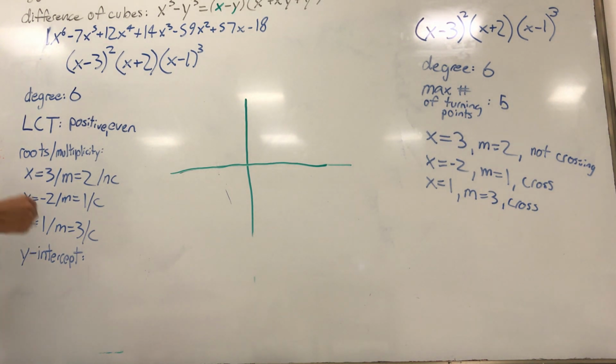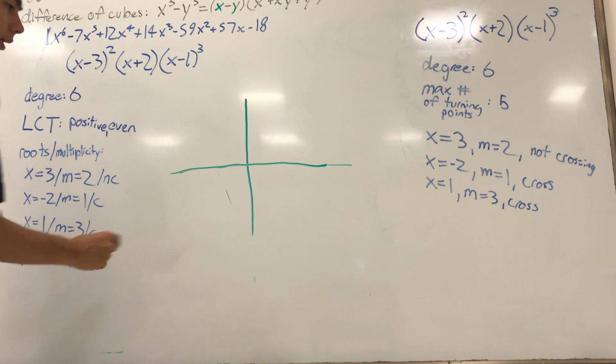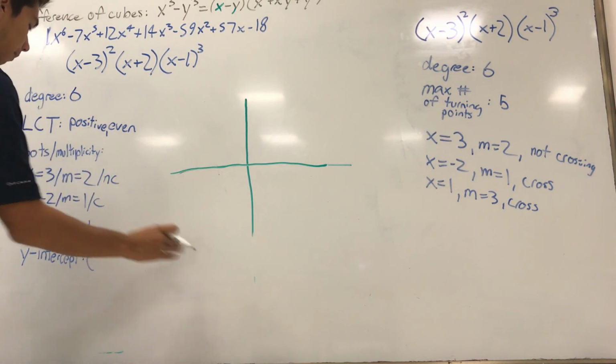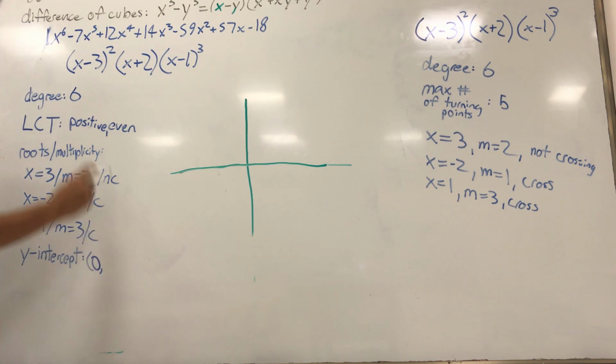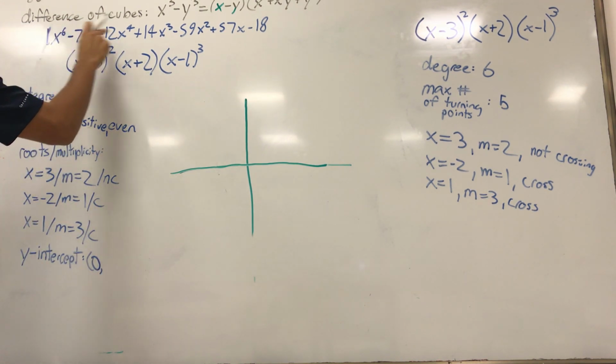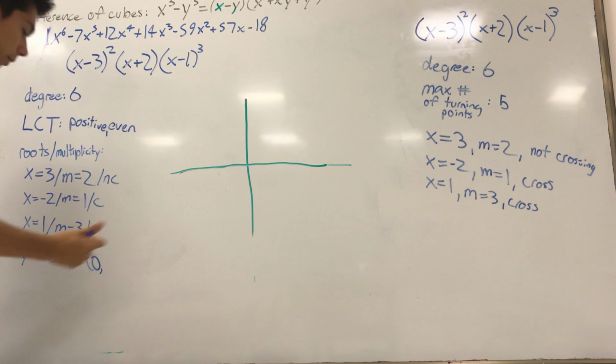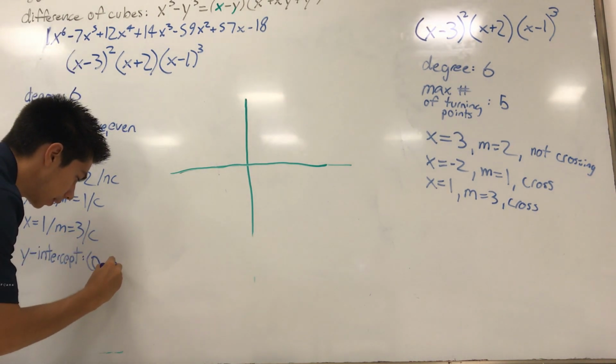Finally, the y-intercept is just a useful point. Sometimes, in this case it might not be, but we'll see. So my y-intercept occurs whenever x equals 0. If I plug x equals 0 into this equation, all these terms have x's except for this last term, so my y-intercept is at (0, negative 18).